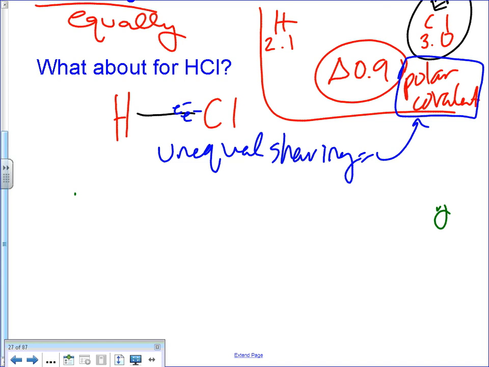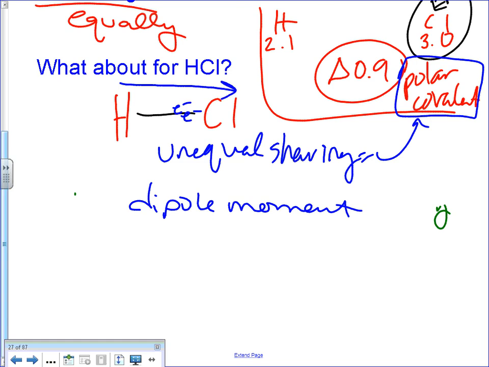This is one of the more conceptually difficult things, because that polar part, you've got to know that means unequal sharing. And how does it look? The electrons are on one side. There's another way to draw it though. We draw something called a dipole moment, okay? Dipole moment. Above the bond. So which of these is more electronegative? Chlorine. Okay, so you draw an arrow towards chlorine, and then you put a little hash mark on the hydrogen side.